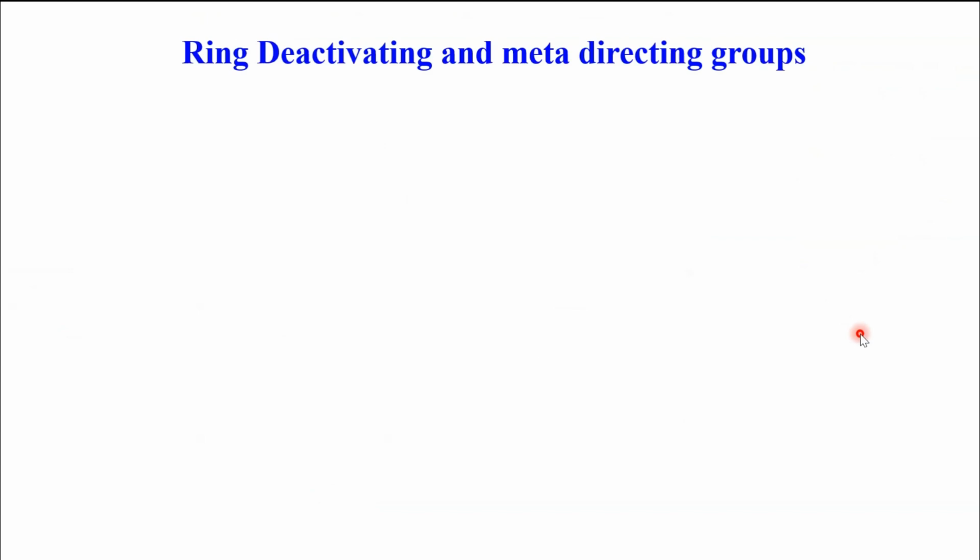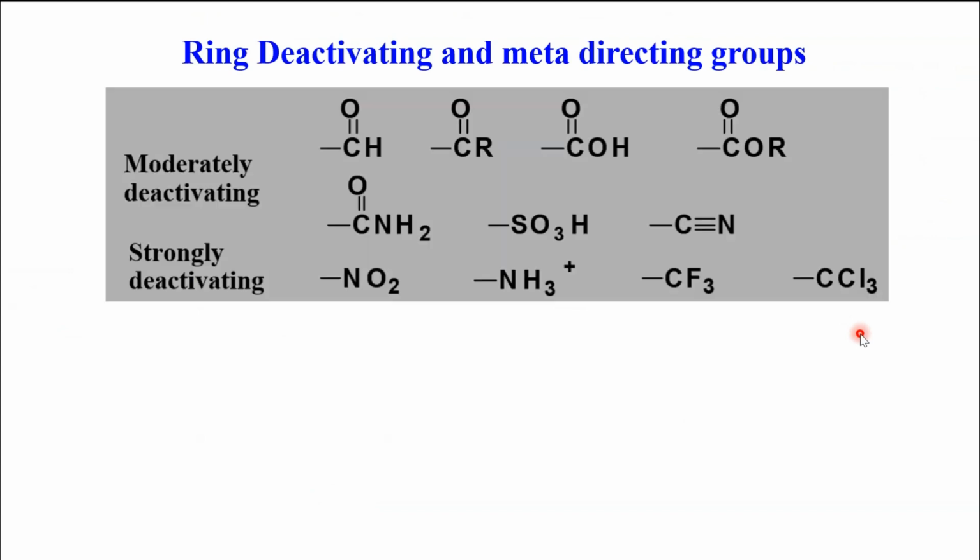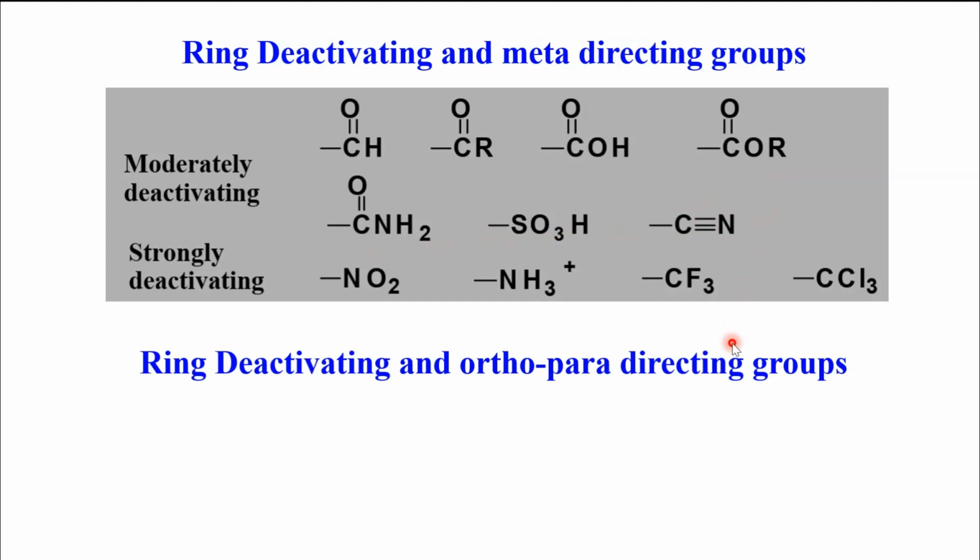Overall, the deactivating groups, that is electron withdrawing groups, are generally meta-directing and this comes under the category of strongly deactivating and moderately deactivating groups. The strongly deactivating groups include nitro, ammonium, trifluoromethyl and trichloromethyl groups. The moderately deactivating groups include aldehyde, ketone, carboxylic acid, esters, amides, sulfonic acids and nitriles. This is the second category which we have.